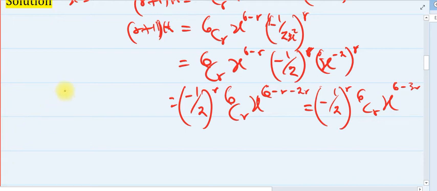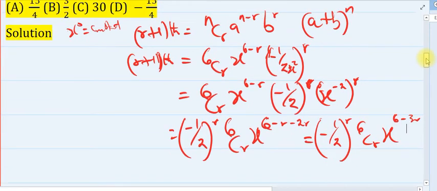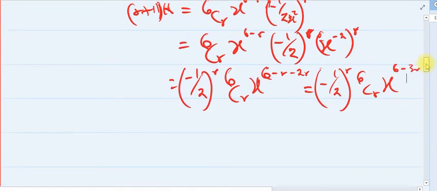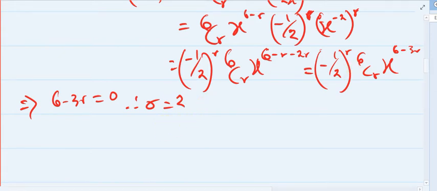So this is where the main thing comes. Remember, we are asked the term independent of x, meaning x is raised to power 0 now, for it to be a constant. So for this to be a constant, 6 minus 3r must be 0. That's the only way we can get the constant term. There is no x again. Making r the subject of formula, r is 2. So our r is 2.